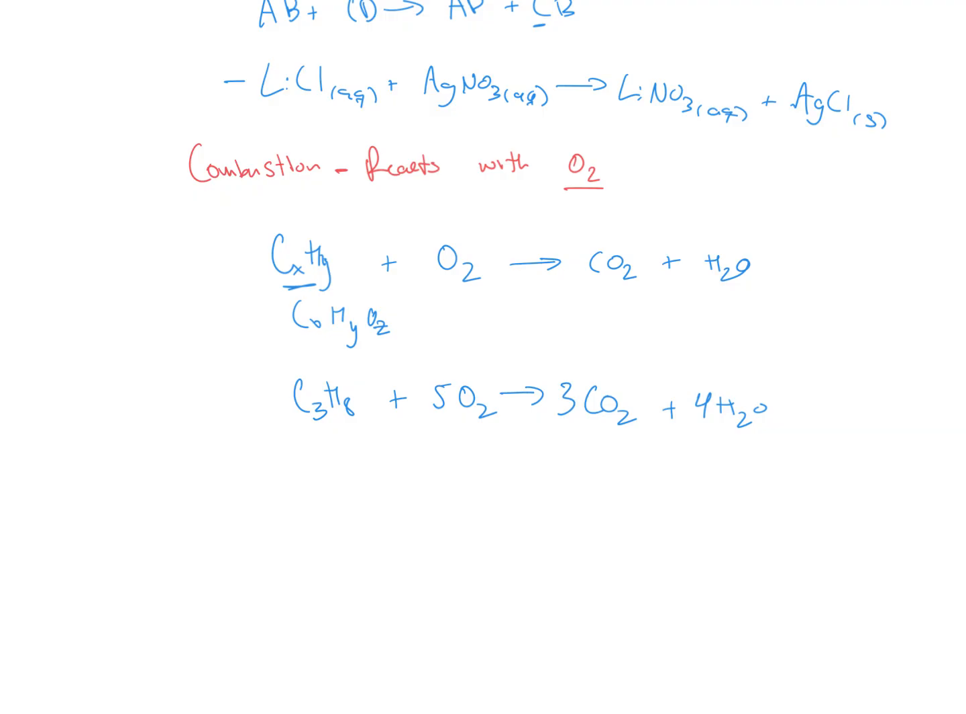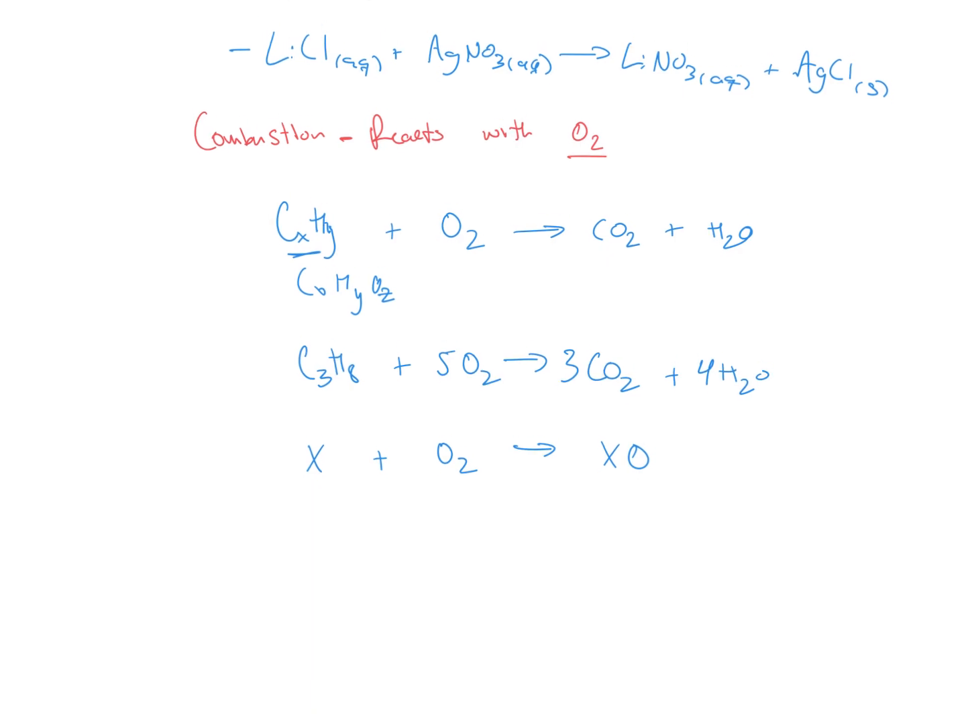The other kind of combustion is not with a hydrocarbon, but instead with a metal. And so you can have some sort of metal, X, plus O2, reacting to form XO. So an example that I can think of is magnesium, solid, plus O2 gas, reacts to make MgO, magnesium oxide, solid. And again, if you want to balance this, it should be 2 magnesium plus oxygen makes 2 MgO.